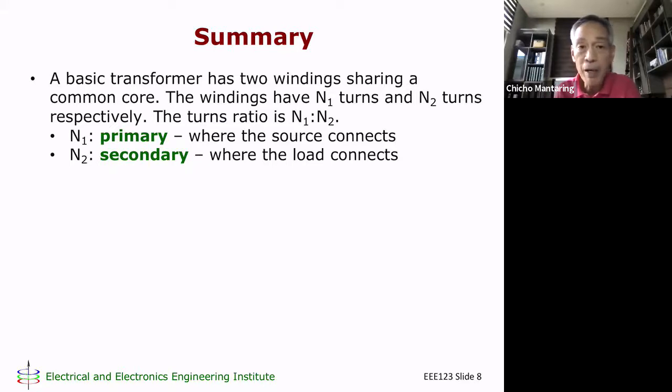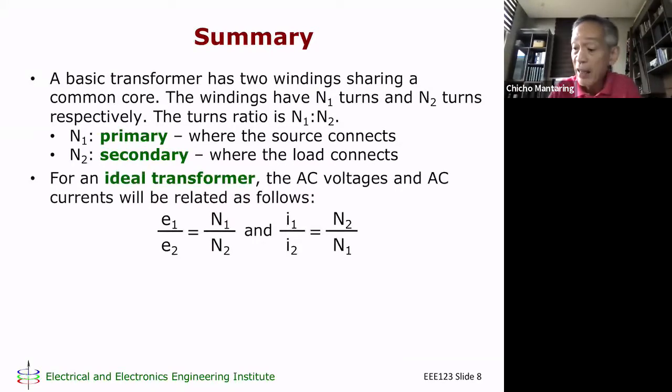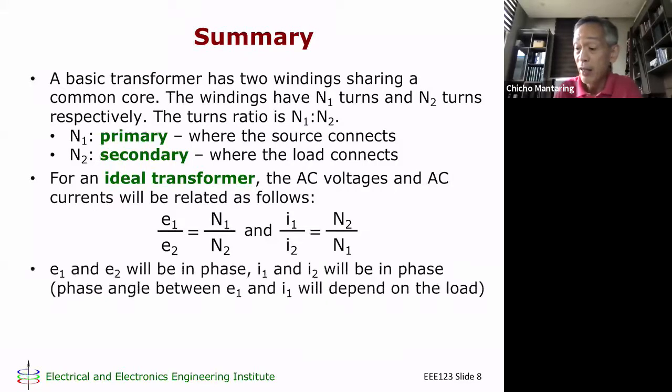So usually, pag sinabing primary, doon nakakabit yung source. Pag sinabing secondary, doon nakakabit yung load. And for an ideal transformer, the AC voltages and AC currents will be related as follows. E1 over E2 is equal to N1 over N2. So this is the relationship between the voltage at the primary and the voltage at the secondary. And then I1 over I2 is equal to N2 over N1. The relationship between the current in the primary and the current in the secondary.